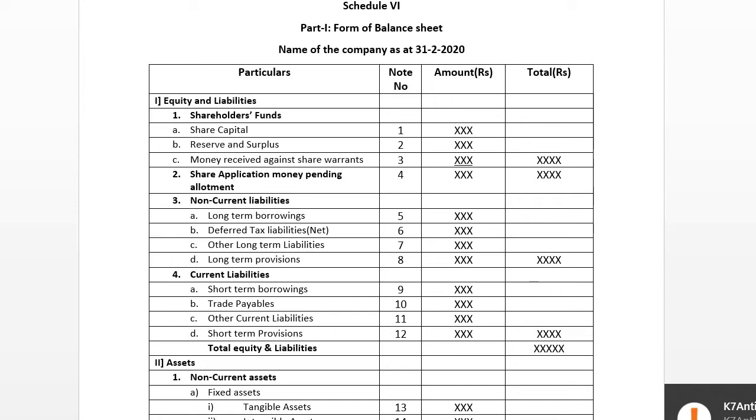Hi everyone, let us go ahead with the Part 1 form of balance sheet. Usually we have to go through specifically and clearly what all the format involved in the preparation of the balance sheet. This Part 1 form of balance sheet will be helpful for us in the examination for 10 marks problem, so that we have to thoroughly understand what is involved in the preparation of the balance sheet.